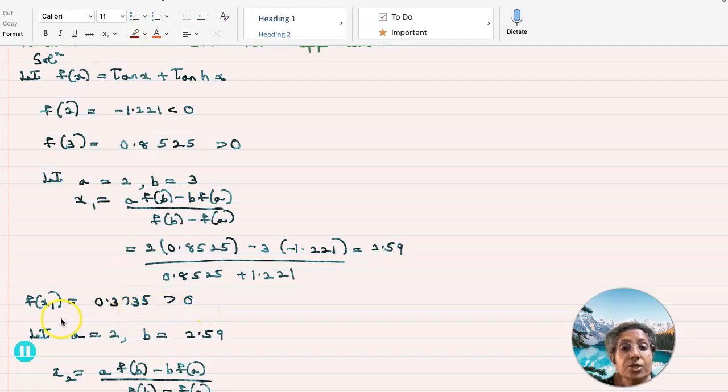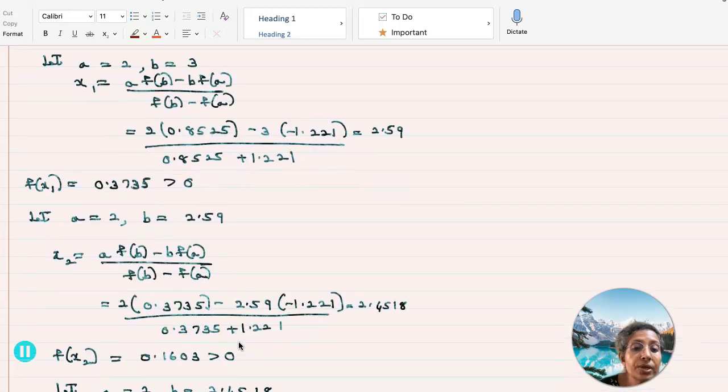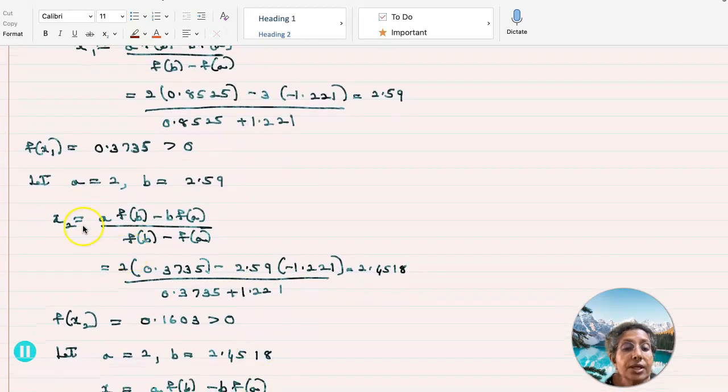So what is f of x1? It is positive. So the root will lie between 2 and 2.59. So let A is 2, B is 2.59. We calculate a second approximation x2, which is again (A f(B) minus B f(A)) by (f(B) minus f(A)). So note that everywhere we are using the same formula. So substituting you get x2 as 2.4518, and f of x2 will be 0.1603, which is positive.